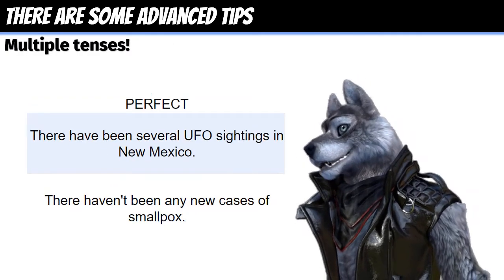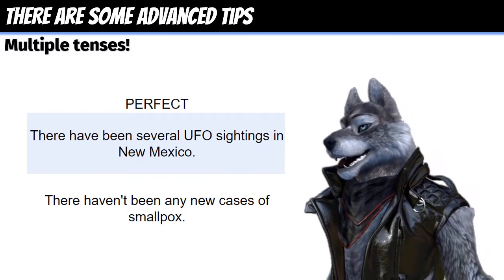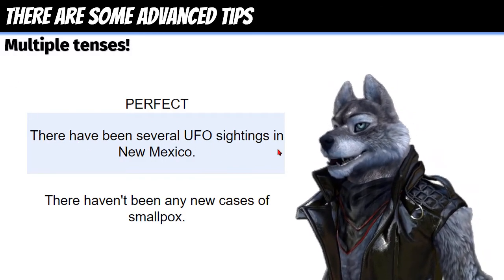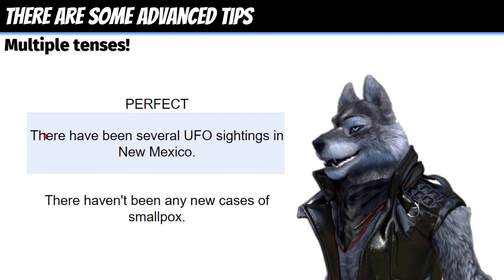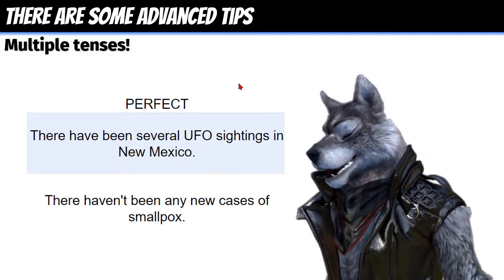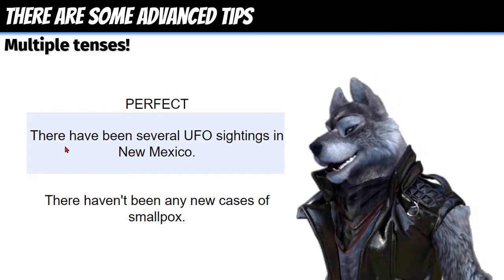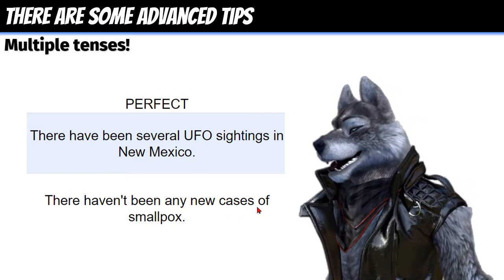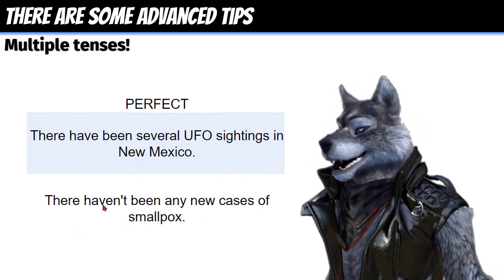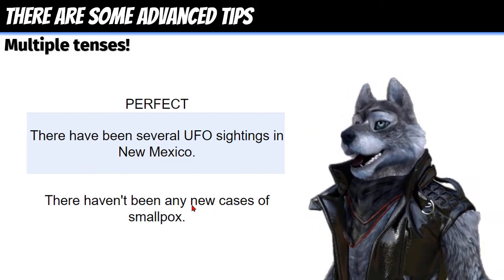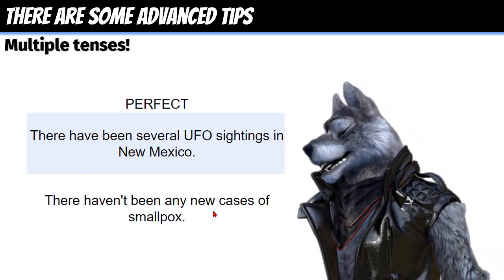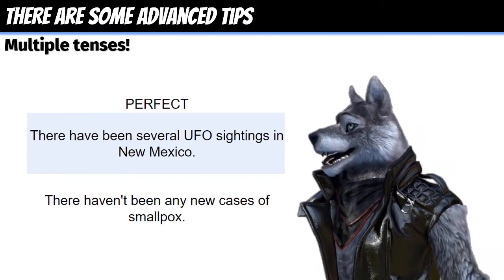And for example, for the present perfect, we also have these kinds of changes. There have been several UFO sightings in New Mexico. That means that sightings started in the past and continue even today for a period of time. There haven't been any new cases of smallpox. I know that I used both examples with have, but obviously, if we're talking about a singular or uncountable thing in front, we're going to use has. But those are the tips that I have for you.